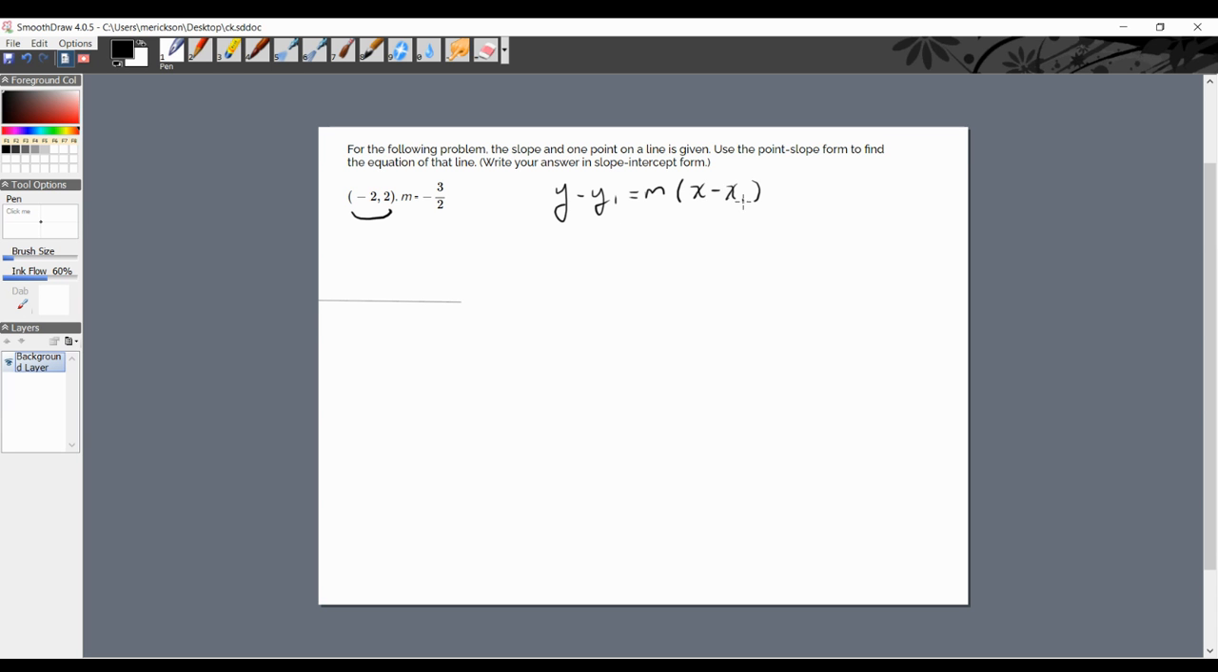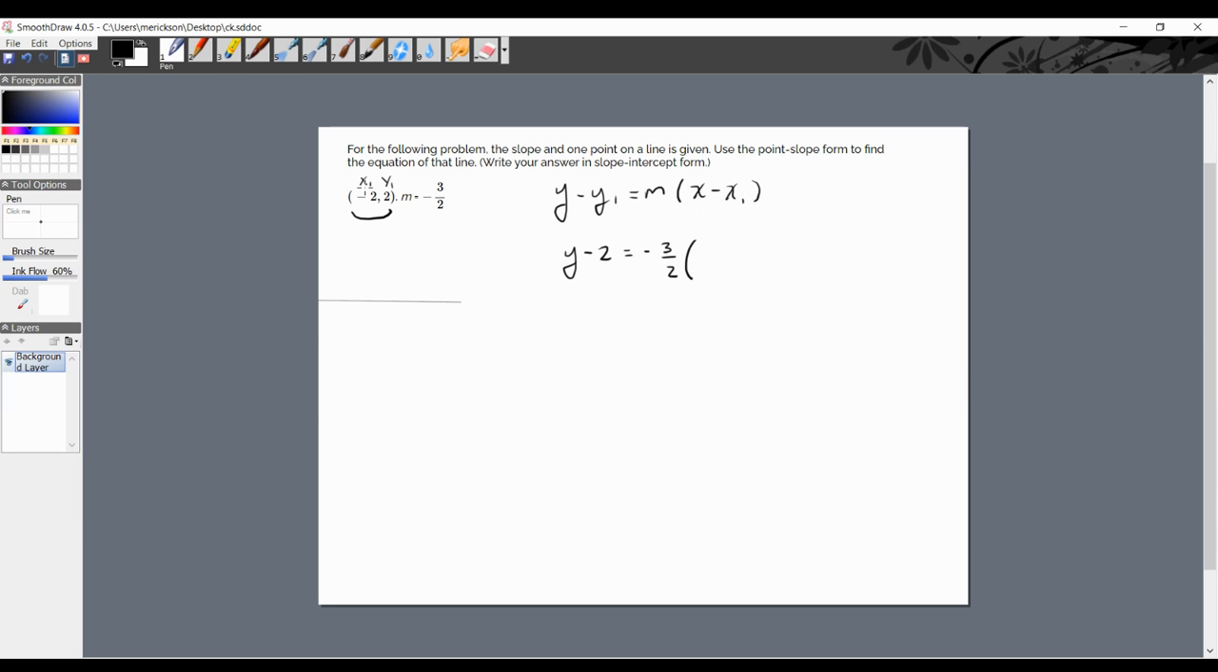Now, y and x are going to actually just stay in our equation as we write that formula. But y1 and x1 come from the point. So this -2, that's our x1, and 2 is our y1. So this says y minus y1, and well, y1 is 2. So that's going to be y minus 2 equals m, which is -3/2. We're just filling in the blanks on a couple of things here, times.